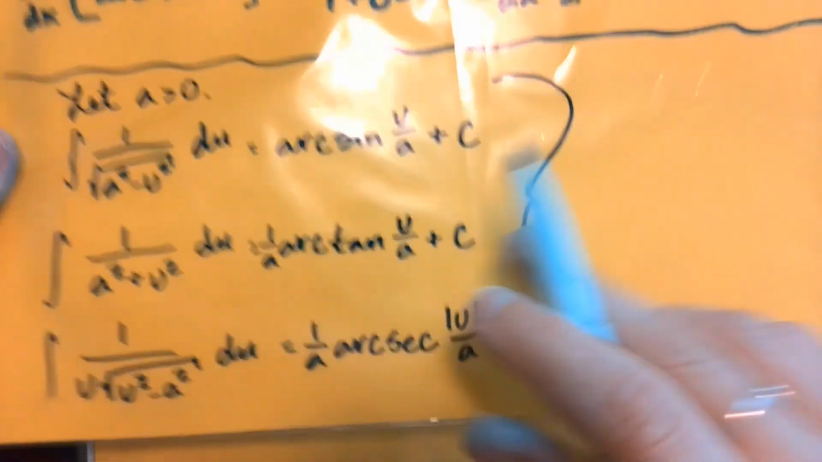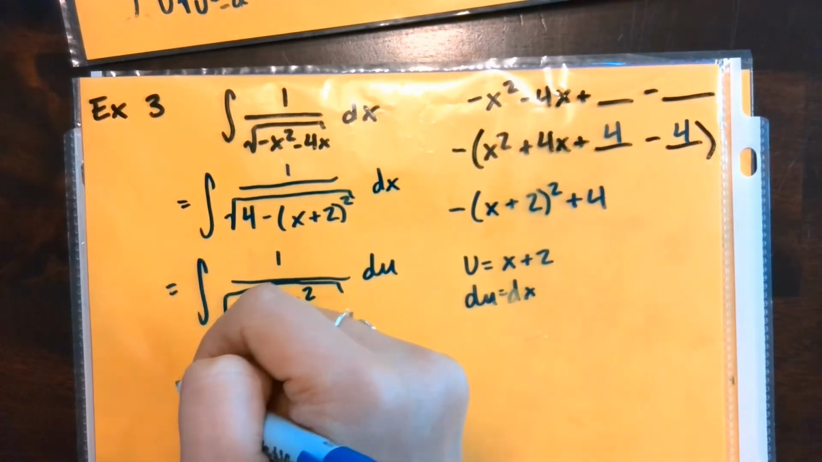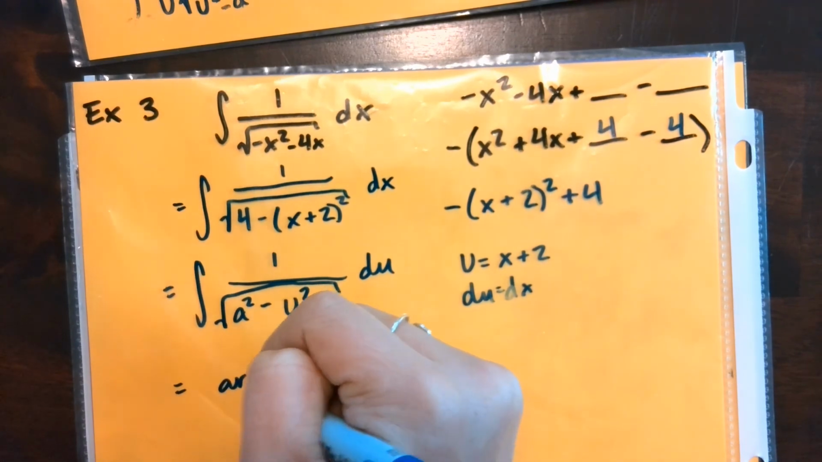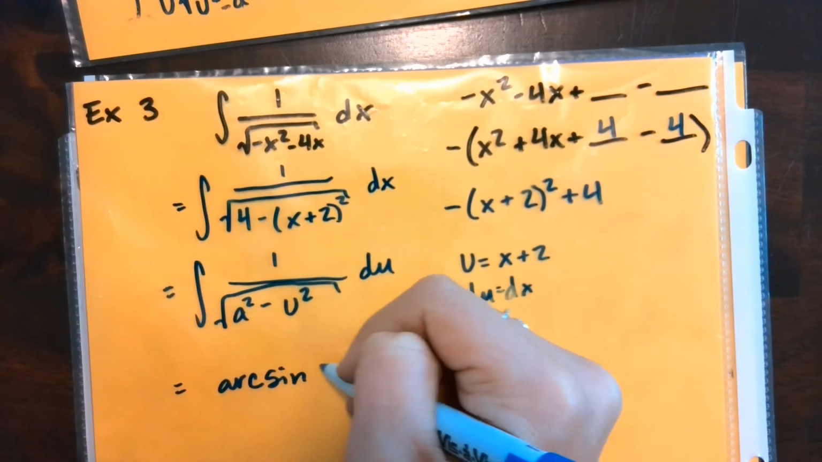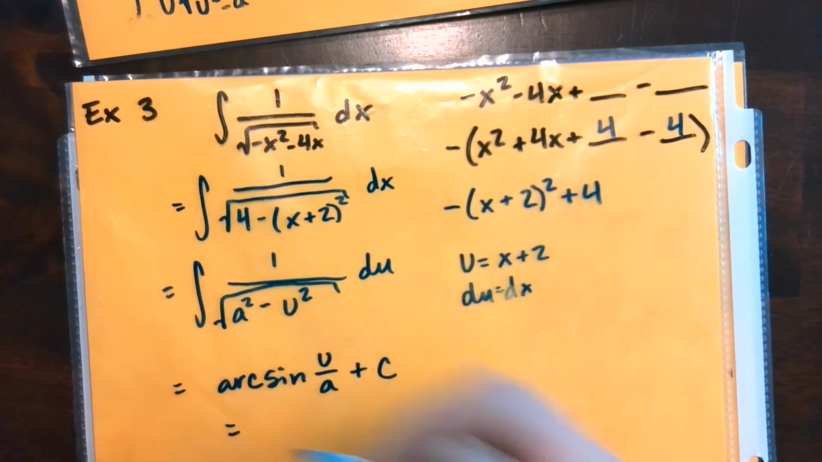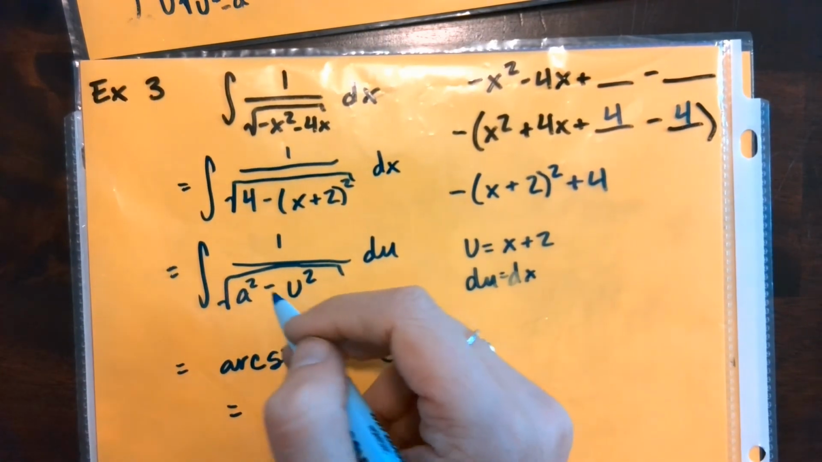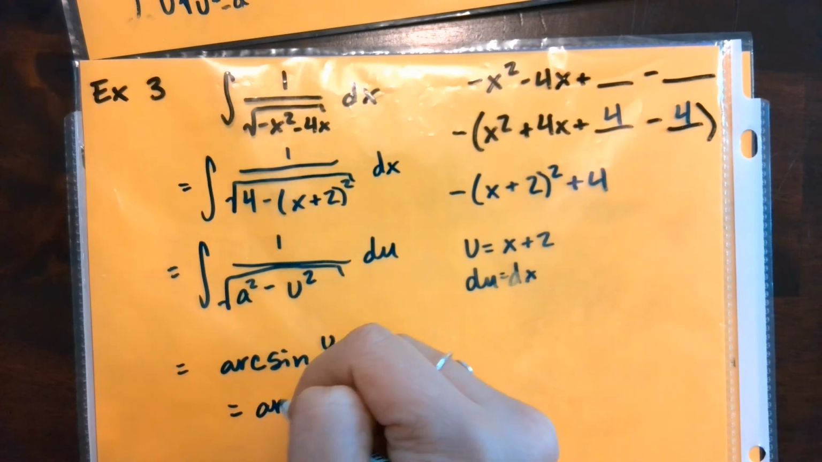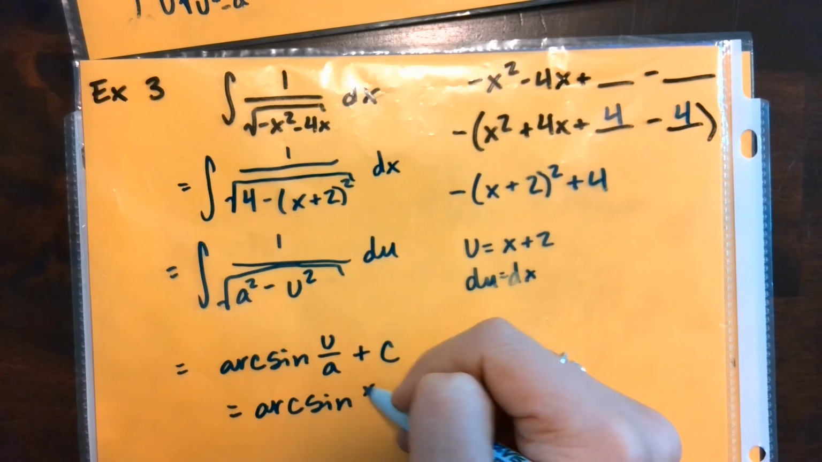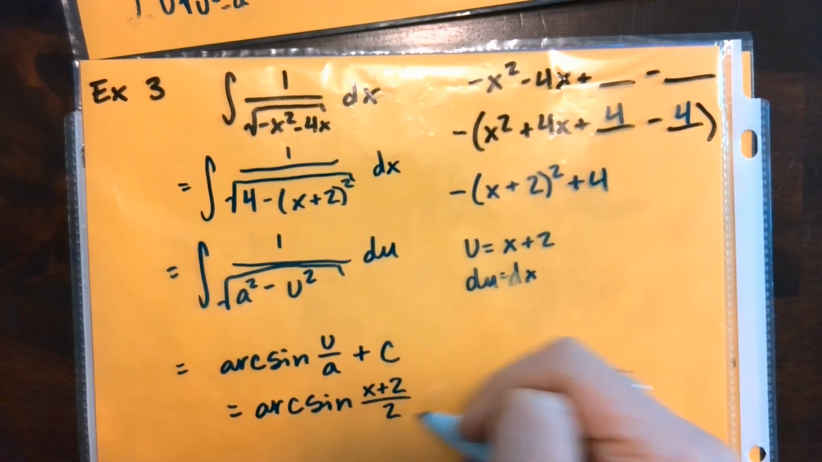But now I've got it looking exactly like arcsine. So I'm going to have that the integral is arcsine of u over a plus c, which when we plug back in our a and our u is going to be the arcsine of x plus 2 over 2 plus c.